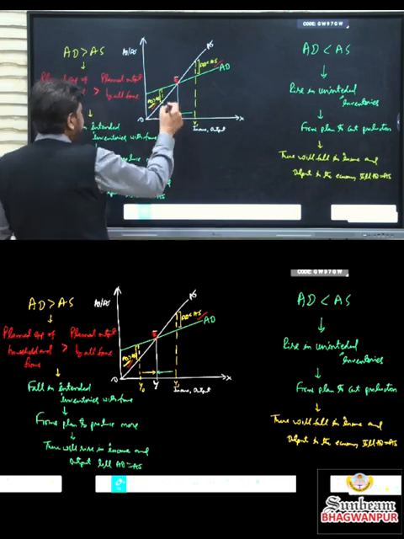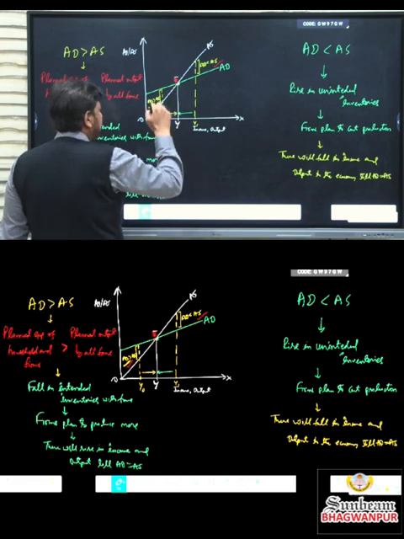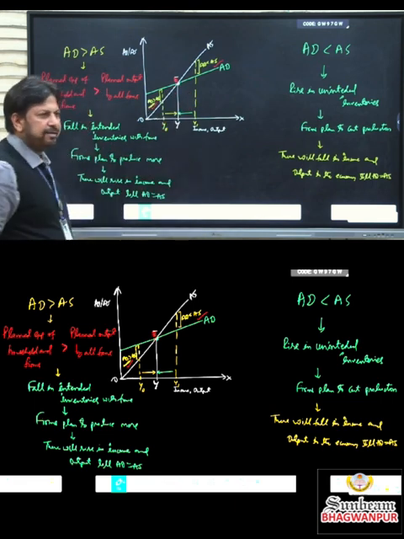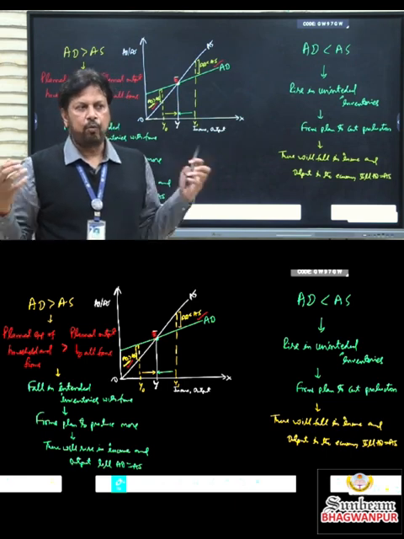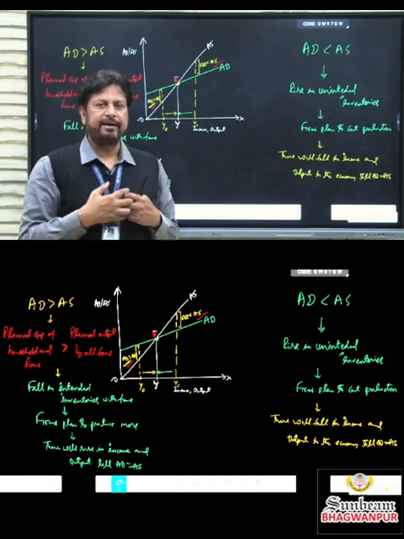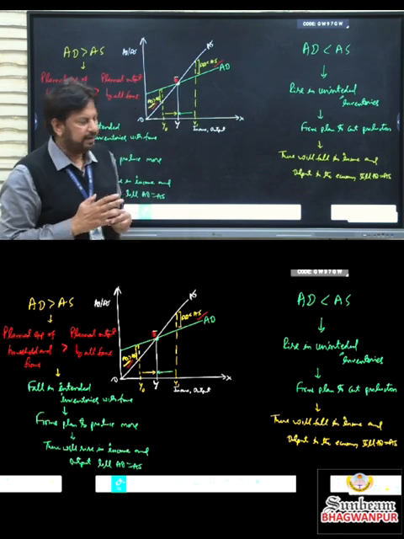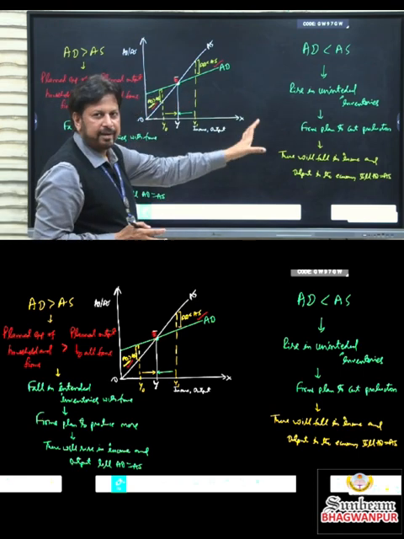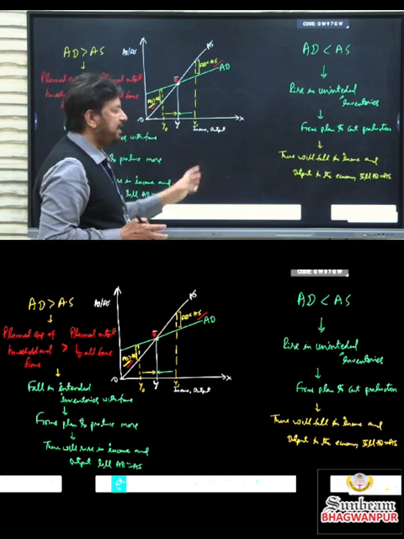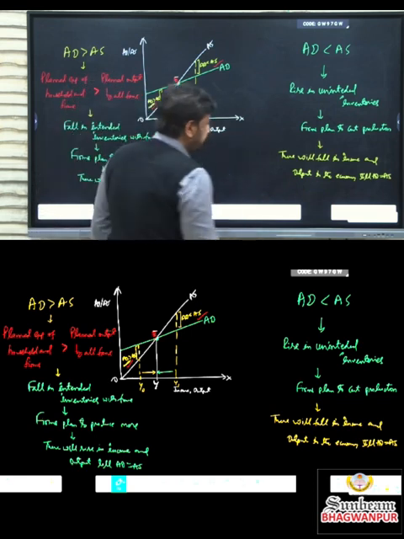And the point where AD and AS are equal, that point is also the point of effective demand. Effective demand is the point where aggregate demand and aggregate supply are equal to each other. So this is the determination of equilibrium using the AD-AS approach.